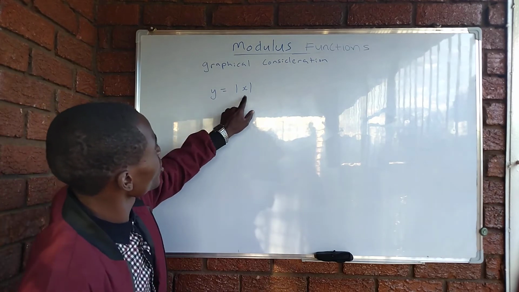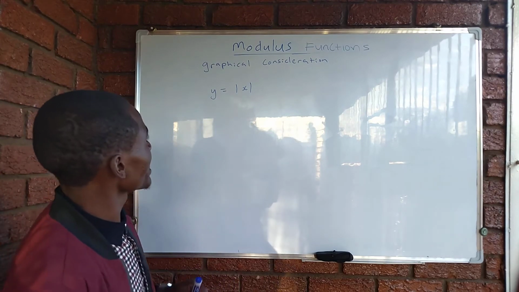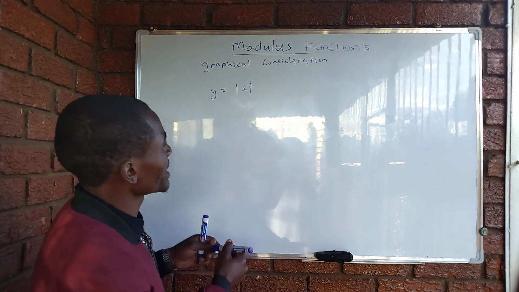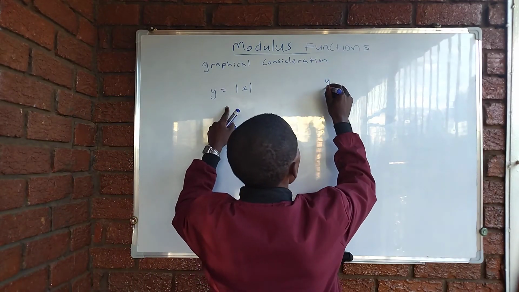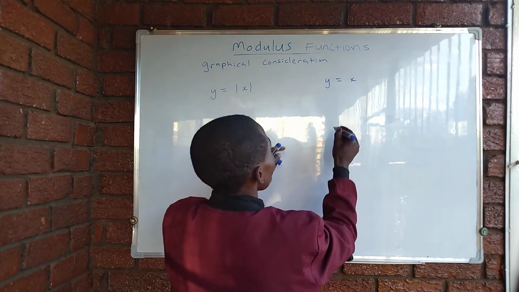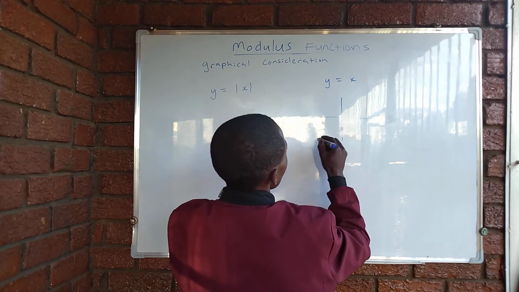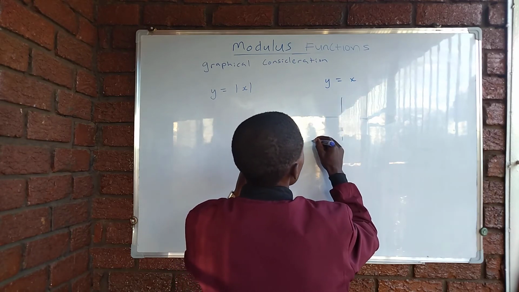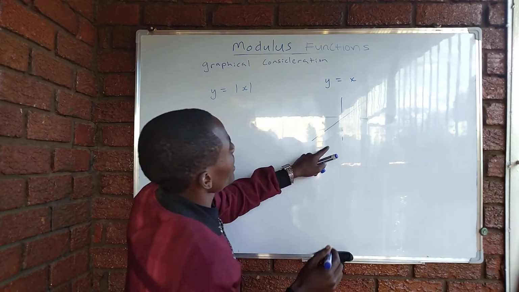Given y is equals to modulus x. First, you need to know the graph of y is equals to x. The graph of y is equals to x has a positive gradient and passes through 0. So that is the graph of y is equals to x.